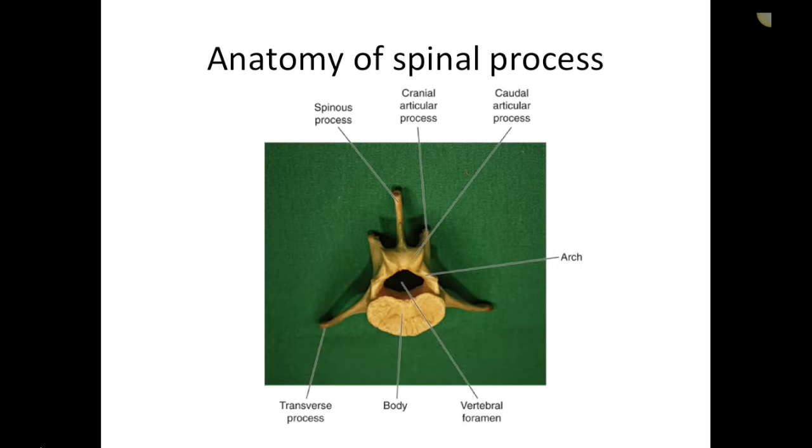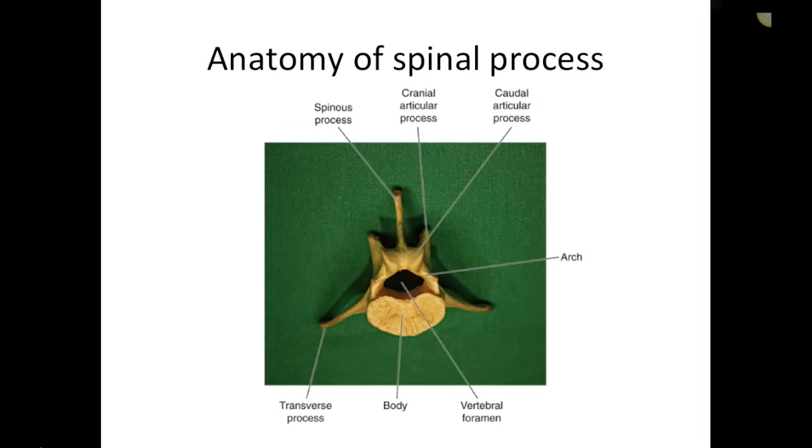Okay, so then we'll look at each individual spinal vertebra. When we're talking about one, we're saying vertebra. When we're talking about plural, it's vertebrae, A-E. So the anatomy of a spinal vertebra: we have the spinous process, the cranial articular process, the caudal articular process, the arch, the body, the vertebral foramen, and the transverse process.